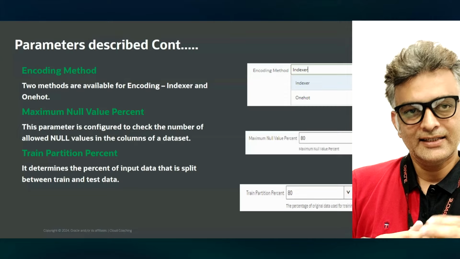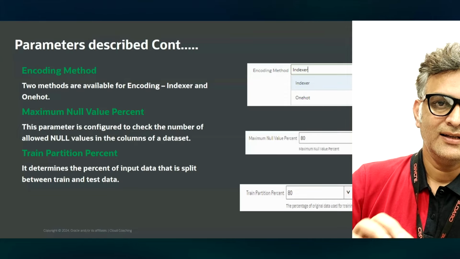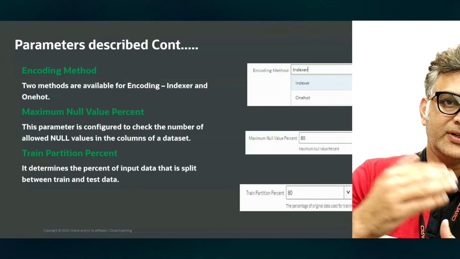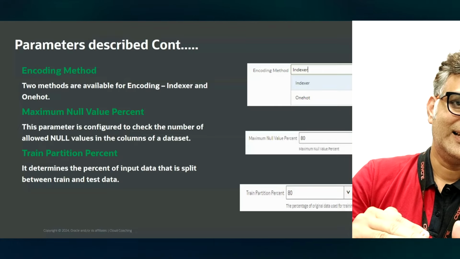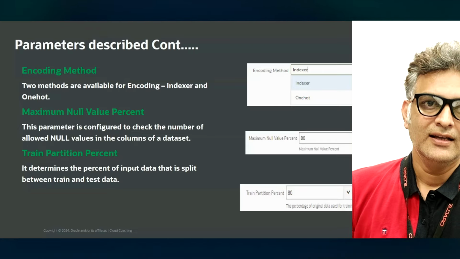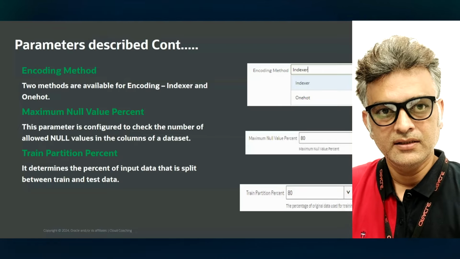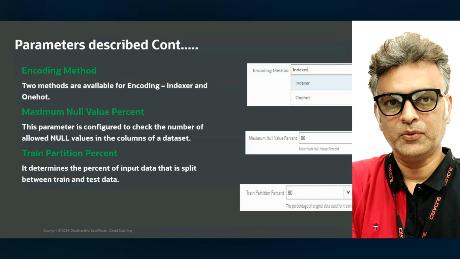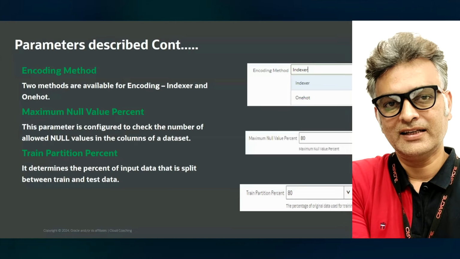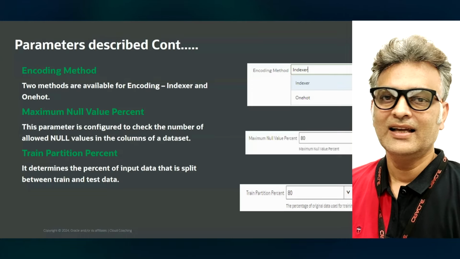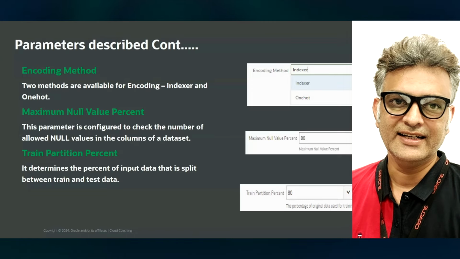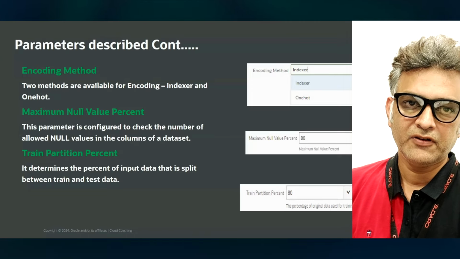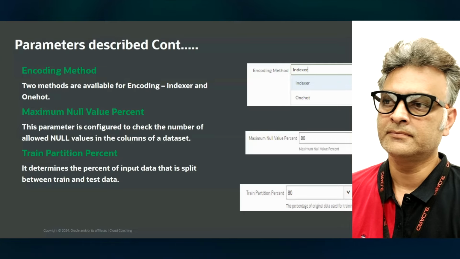Okay. So let's take an example of one row where the occupation was salaried. In this case, the column is salaried will have the value of 1, and then is self-employed will be 0, and is not working will be 0. So this is another way of doing encoding, indexer and one hot. The default is indexer method.